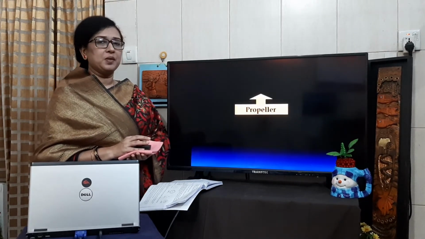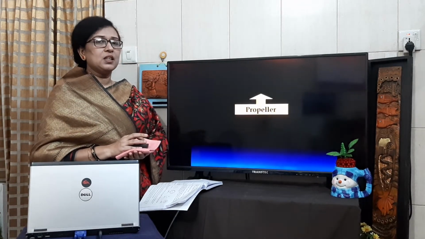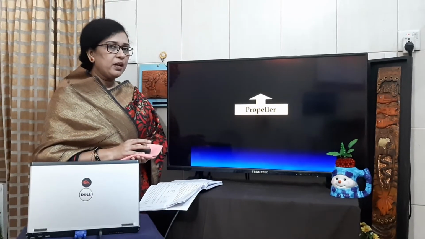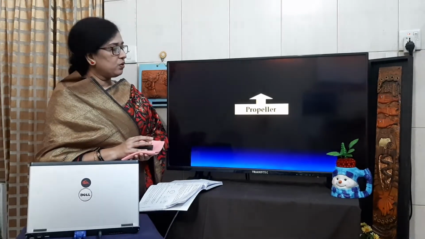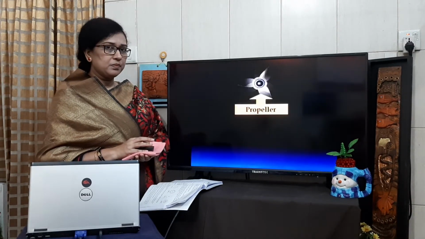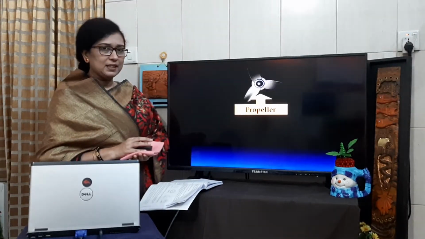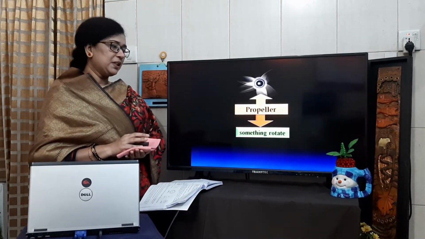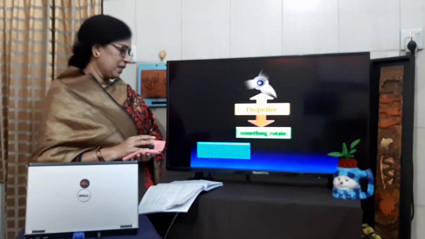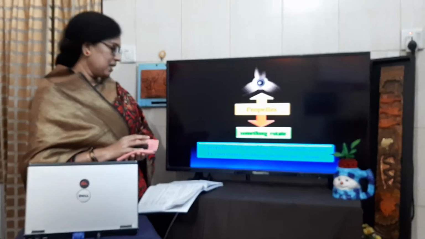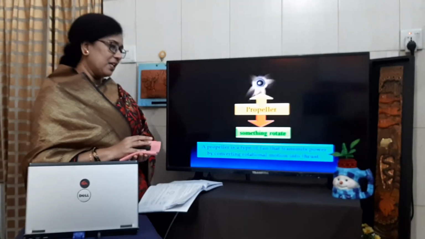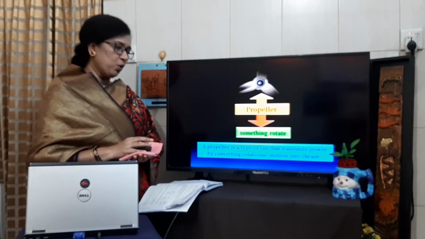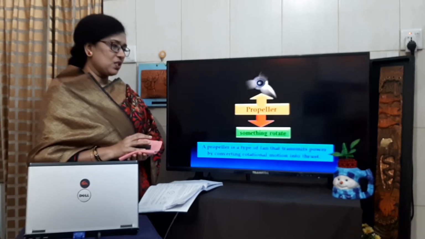Next, propeller. Imagine that you are traveling by a launch. Then you know that there is a propeller at the end of the launch. So this is the propeller. This is looking like a fan, but this is not a fan. This is a propeller. And the sentence is, a propeller is a type of fan that transmits power by converting rotational motion into thrust.